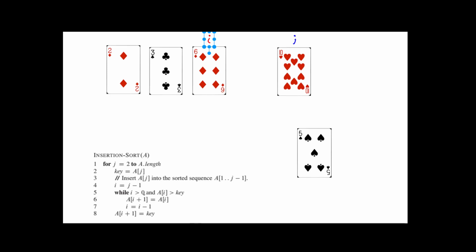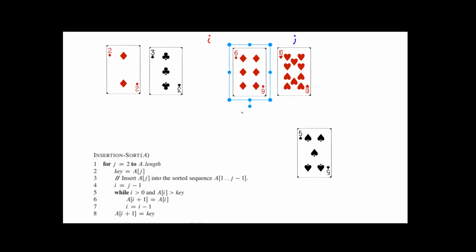i is positive, yes, i is 3, and A[i], which is 6, is more than the key element. Yes, it is more, so we should enter the while loop. A[i+1], which is A[4], should be A[i], which is 6. So we just bring it in here to the fourth position. And now we decrement i by 1. So i goes to here.